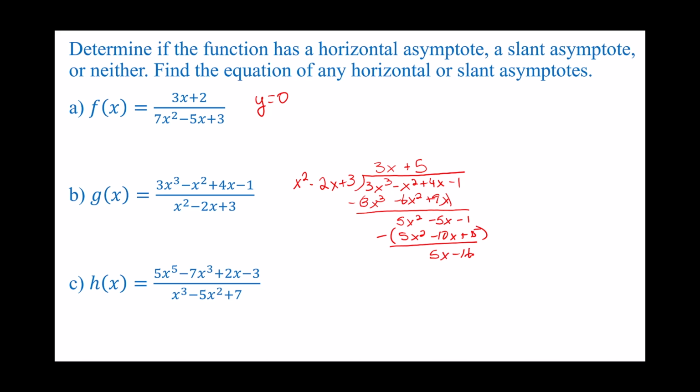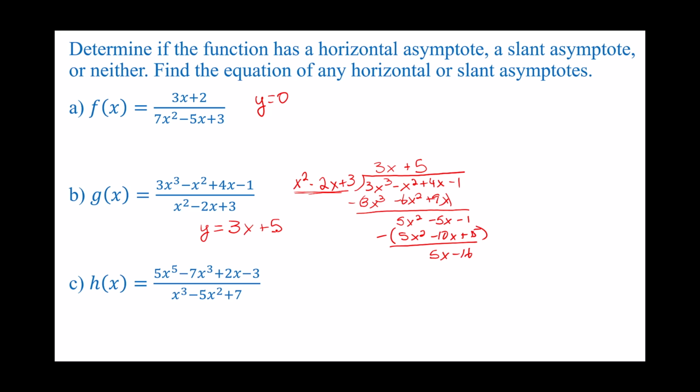Now 5x minus 16 has a smaller degree than what we were dividing by, so that part's our remainder. And we said we can ignore the remainder when finding the slant asymptote. So our asymptote is the line y equals 3x plus 5.